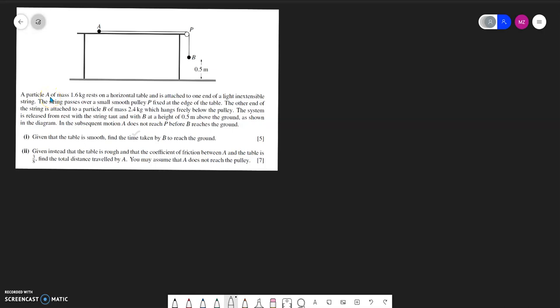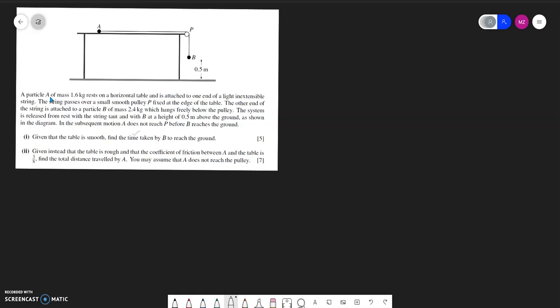A particle A of mass 1.6 kg rests on a horizontal table and is attached to one end of a light inextensible string. The string passes over a smooth pulley P fixed at the edge of the table. The other end of the string is attached to a particle B of mass 2.4 kg which hangs freely below the pulley. The system is released from rest with the string taut and with B at a height of 0.5 meters above the ground, as shown in the diagram.